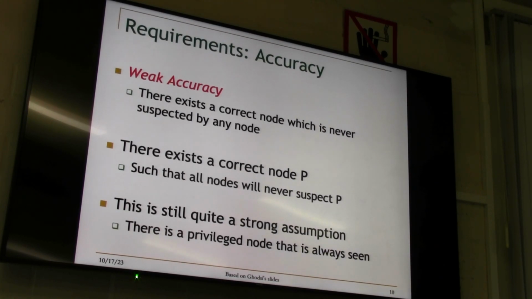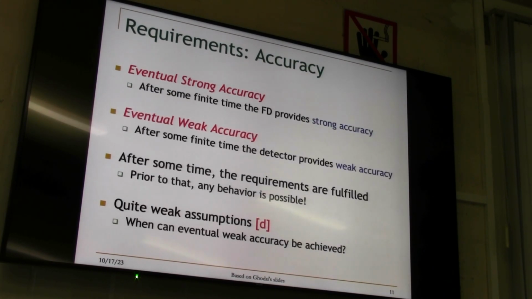So the players on the field, everybody can see them. As long as they're running around, nobody will suspect that they're actually sleeping. All the spectators will see that they're not asleep. So the players are satisfying weak accuracy. And there are more properties, but eventually we will narrow it down.